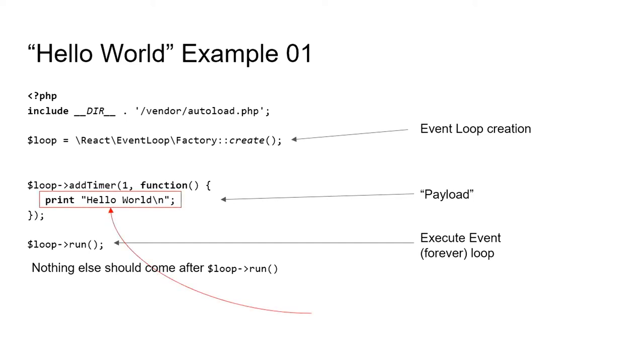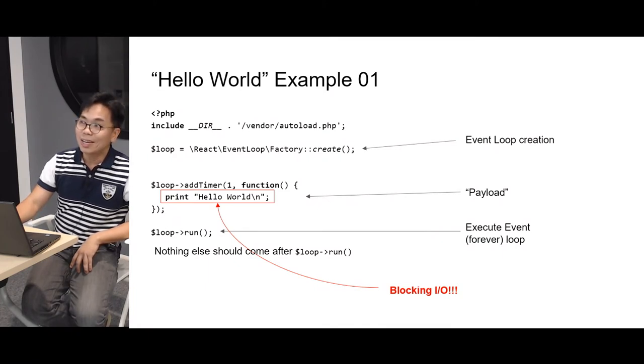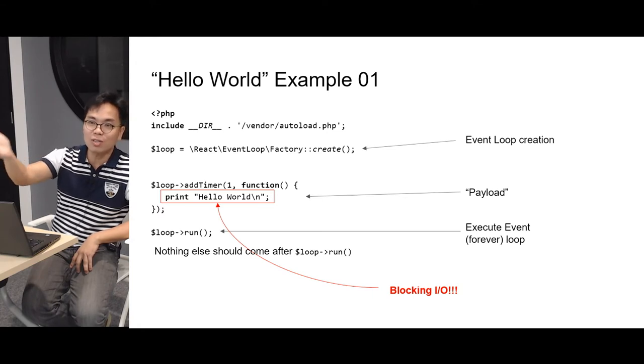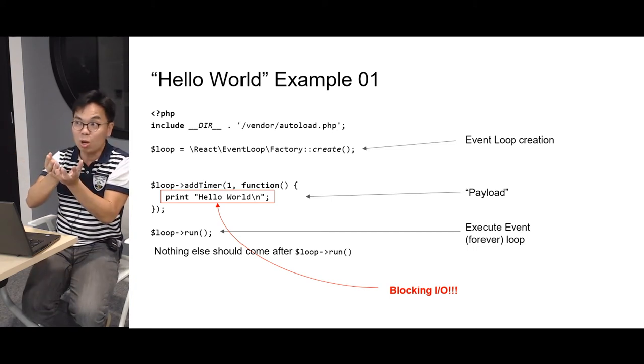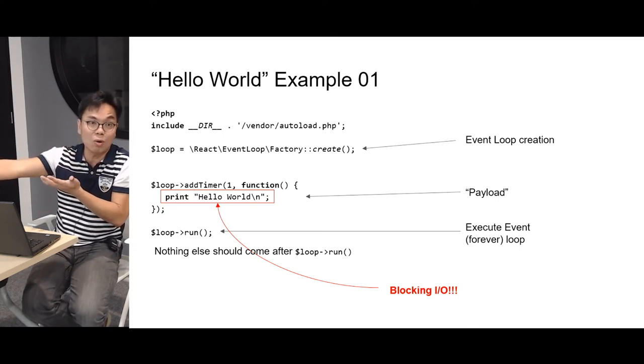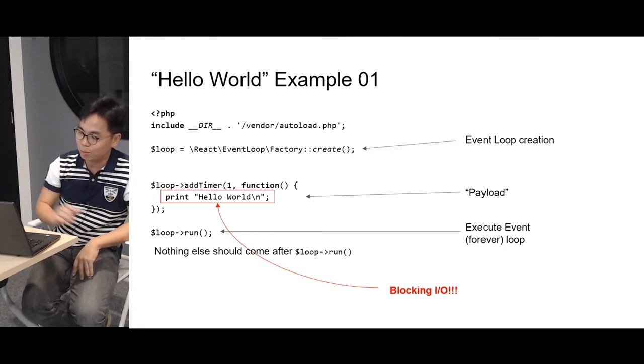But look at here. We have a print. What is wrong here? It is a blocking I/O call. Print itself is a blocking I/O call. So that's why earlier on I was saying that when you use ReactPHP, you cripple yourself in many ways. You cannot use calls like this. Print itself is an I/O call. It prints into the console, right? Anything outside of your own process is an I/O call. So it talks to the standard out I/O, right? Because of that, if you use this, you are defeating the purpose of using ReactPHP.